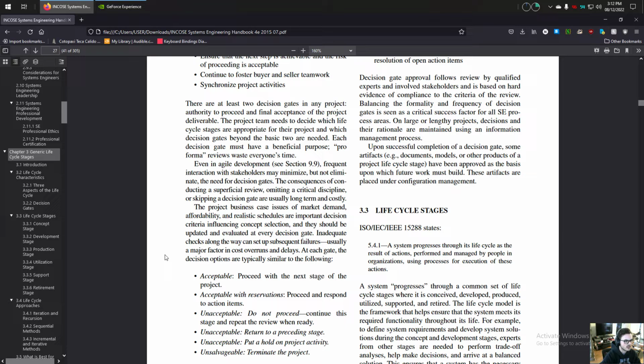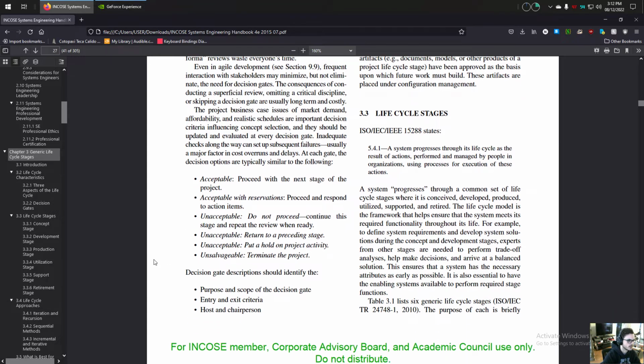At each gate, the decision options are typically similar to the following. Acceptable. Proceed with the next stage of the project. Acceptable with reservations. Proceed and respond to action items. Unacceptable. Do not proceed, continue the stage, and repeat the review when ready. Unacceptable. Return to a preceding stage. Unacceptable. Put a hold on project activity. And unsalvageable. Terminate the project.